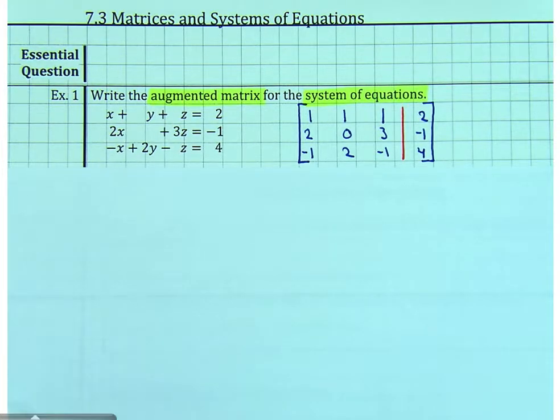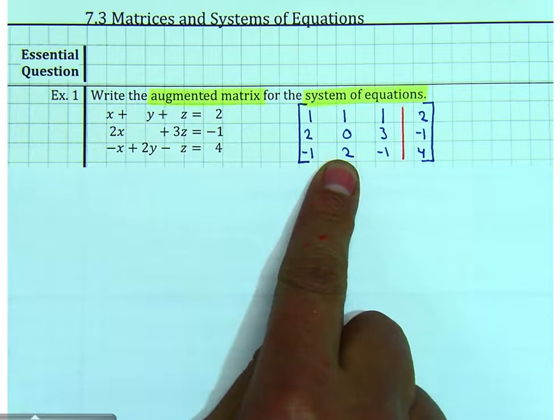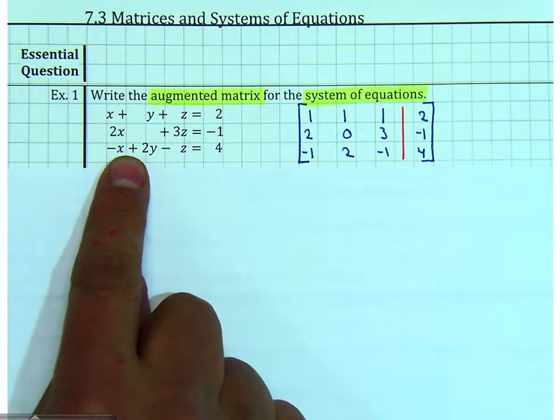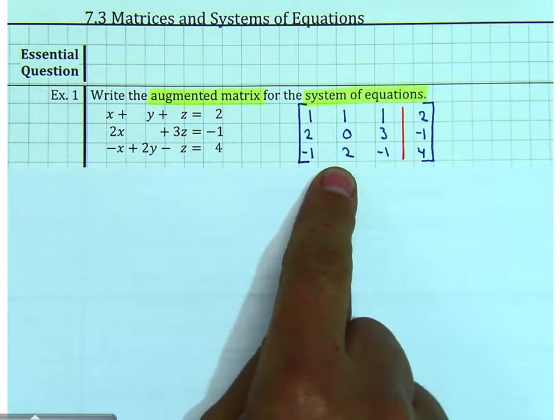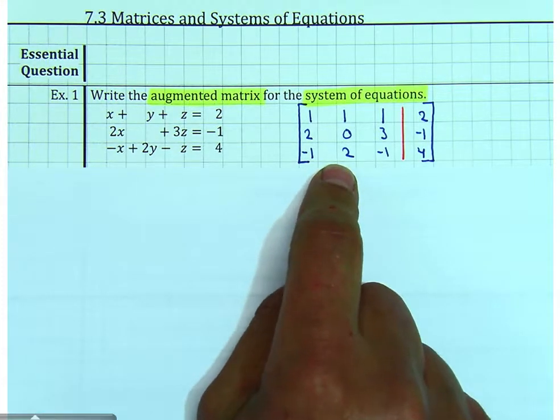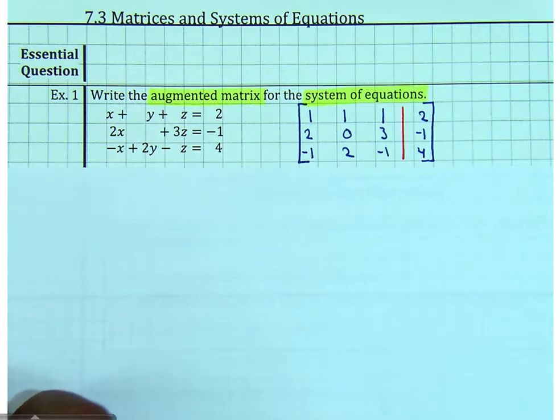And we're going to be able to use matrices throughout this chapter to solve systems of equations. And then your calculators have that option where we can actually type the matrix into the calculator, and it'll give us the solutions. But we'll be doing that next time.